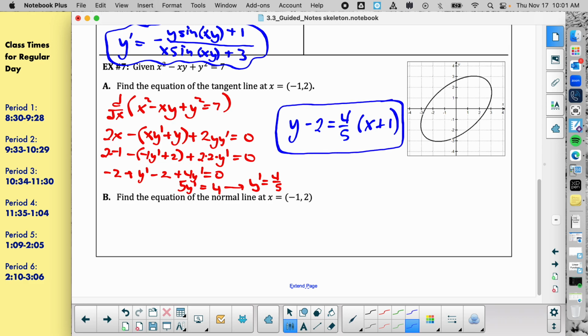If you wanted me to draw this to kind of show you, the point -1, 2 is right there. And that does look pretty close to a slope of 1. So 4/5 is pretty close to 1.